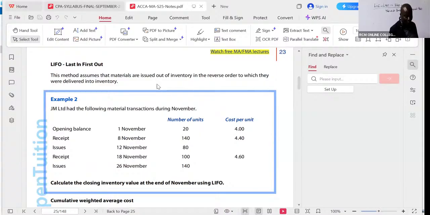So to understand, I would want us to write this example. Let's just write it down pretty fast. It's JM Limited, example 2, the same actually. JM Limited had the following material transactions during November.